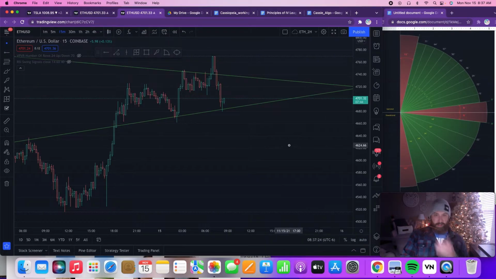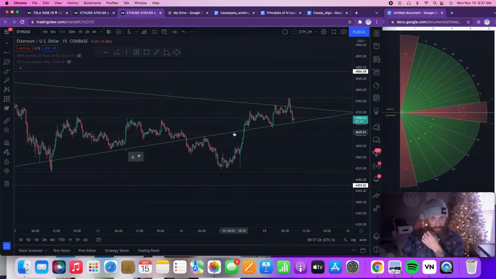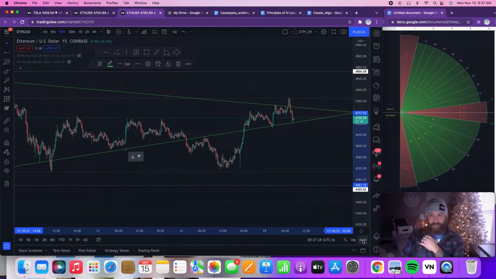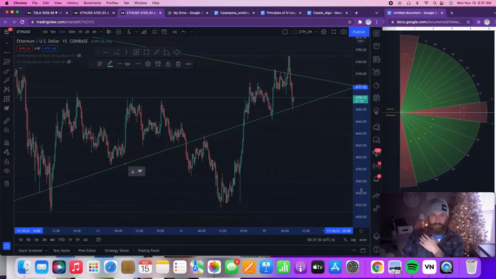All right, lock price to bar ratio. So let's see where we are in terms of this angle. So I'm going to fix that just by doing that. It's easy peasy. All right.